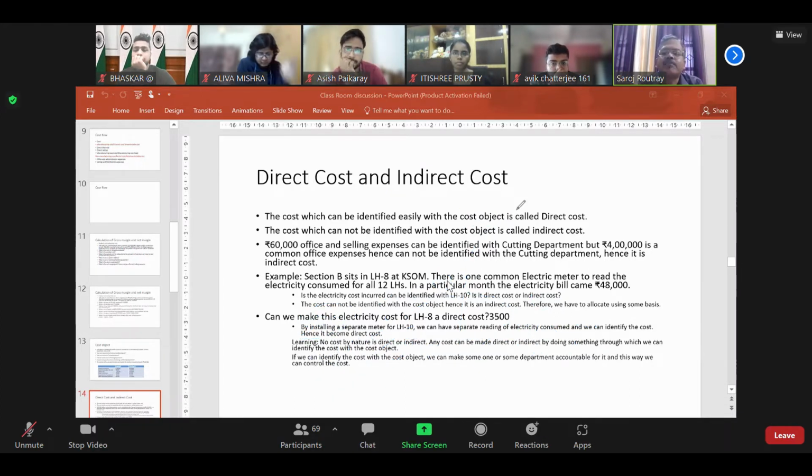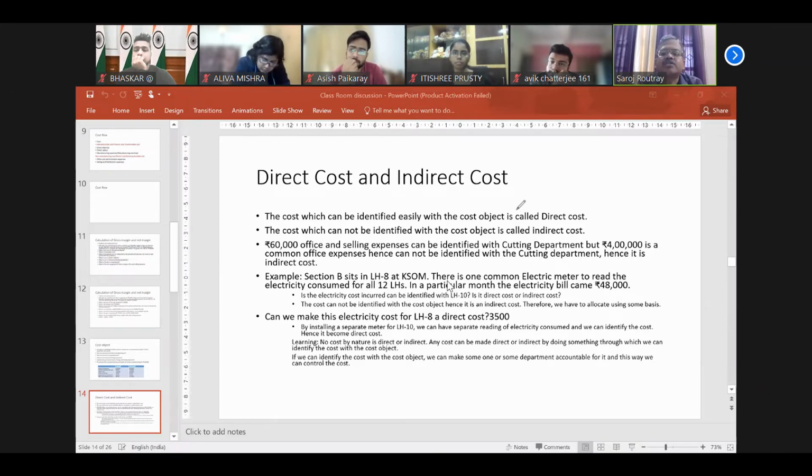Like the example we had discussed in the previous class related to the lecture hall. There is a building in Kesom called the annexure building. In that annexure building, there are 12 rooms used for classroom purposes. If one meter is there to read the electricity consumed by the whole building, then you cannot identify how much electricity is consumed in LH8.